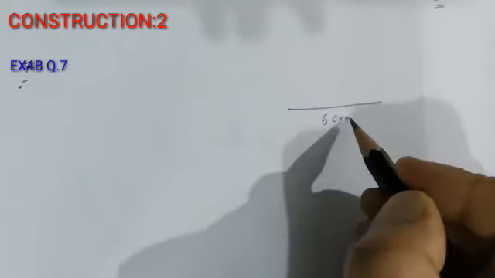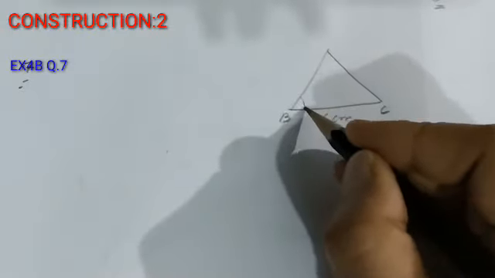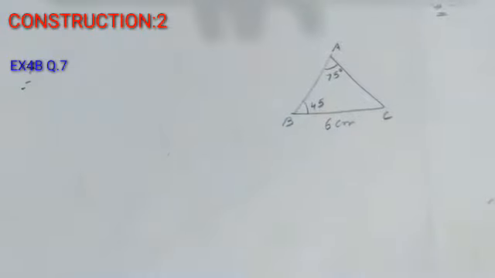Let me explain one more sum of construction 2, when you are given two angles and included side. Question number 7 of exercise 4b. Students, the question is: construct the triangle ABC in which BC equals 6 centimeter. So let me complete the triangle first. This is your triangle in which angle B is 45 degrees, angle A is 75 degrees. Then how will you proceed?